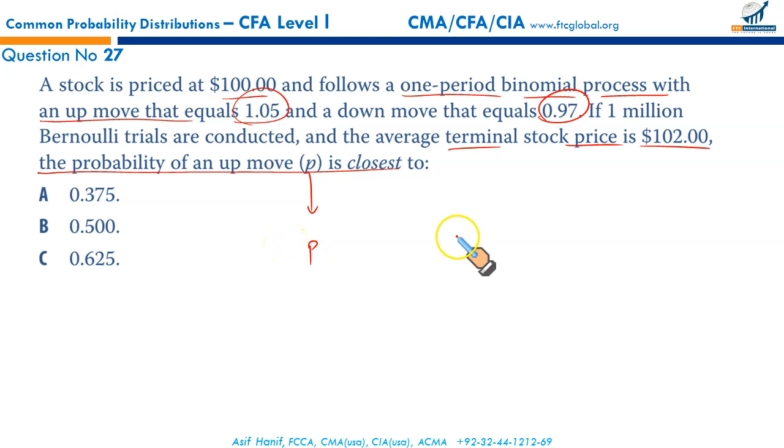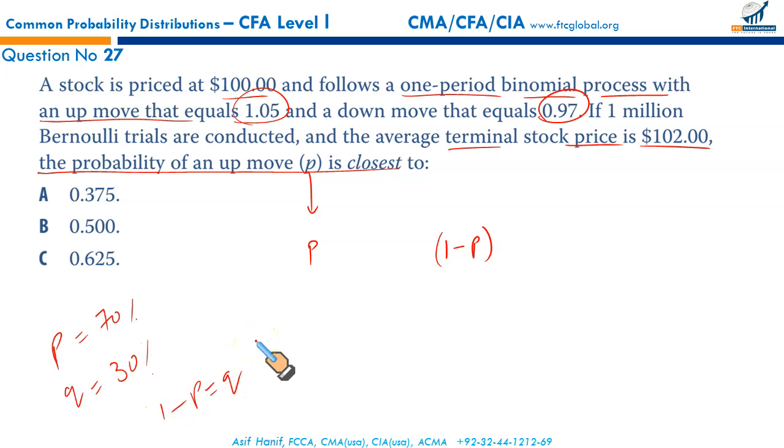And then what is the probability of down move? Just like in Bernoulli, we know if it's P, if it's 70, 1 minus P or Q is 30%. Right? So if the probability of up move is P, the probability of down move would be 1 minus P or Q. I'm going to put it as 1 minus P because I have to find P. So putting a Q will put you in trouble. So rather than just writing Q, write 1 minus P because 1 minus P is basically Q. Right? Now, if this is so, we are getting an average terminal stock price of 102.